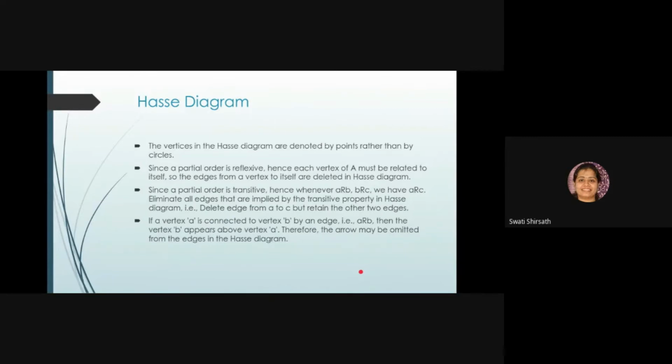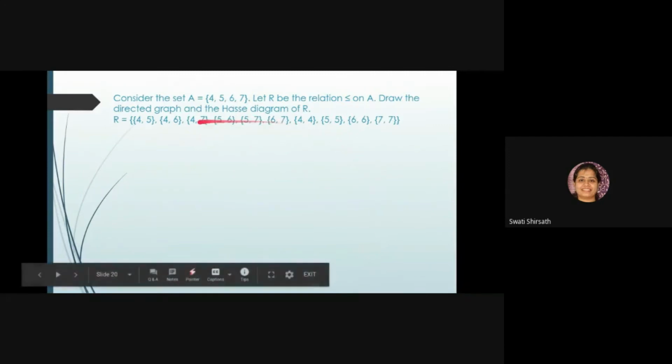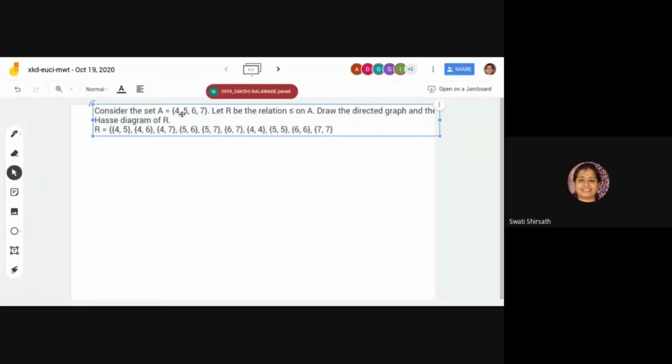This is the most important thing: we don't have arrows in a Hasse diagram. It is simple dots and solid lines without arrows that you will see in a Hasse diagram. Let's consider this example. Consider set A = {4, 5, 6, 7}. Let R be the relation less than equal to on A. Draw the directed graph and the Hasse diagram.